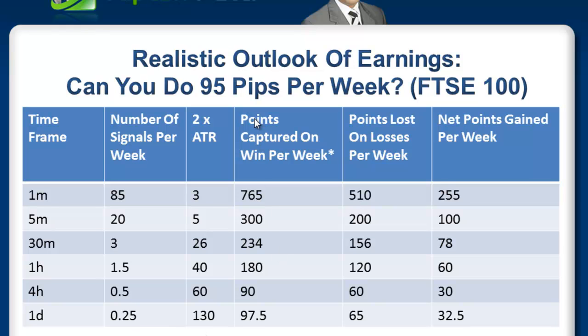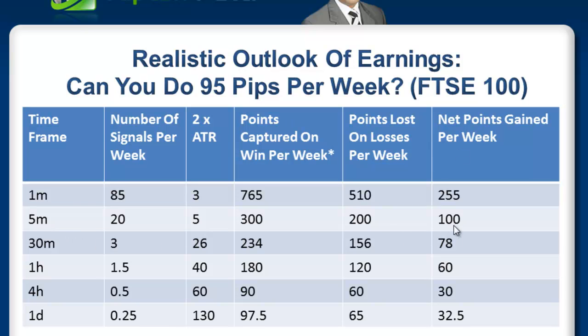So I did the maths for you, and what that means is the points captured on wins per week is 765 points. And the points we lose, if we hit all of those 85 signals, half of which will be winning, which is when we do 3 times our average true range, half will be losing, which is when we lose 2 times our average true range. This is what it works out at. So the net points gained per week on a 1 minute chart will be 255. Well above our 95 pips per week.